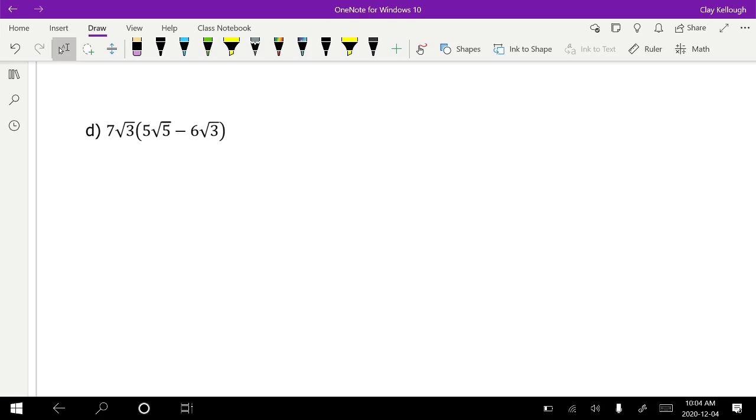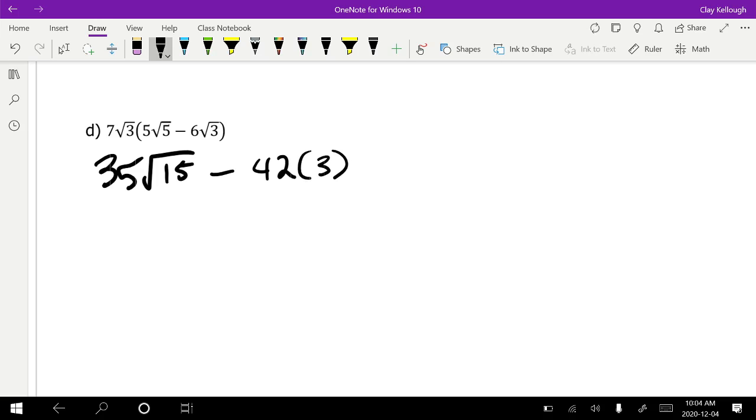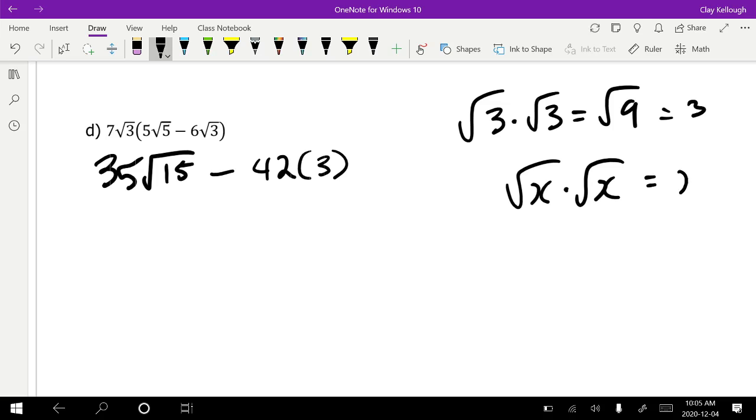Okay, so did you get 35 root 15 minus 42? What happened there? I could have done that in 2 steps. Root 3 times root 3 is root 9. What's the square root of 9? You should recognize very quickly that any root times itself has to be that. Okay, so that's how I did that.